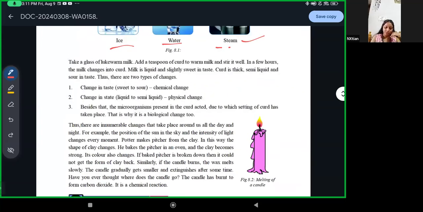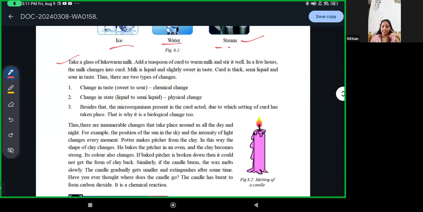Then take a glass of lukewarm milk. Add a teaspoon of curd to the warm milk and stir it well. In a few hours, the milk changes to curd. Milk is liquid and slightly sweet in taste. Curd is thick, semi-liquid, and sour in taste. So two types of changes are taking place here: chemical change and physical change.